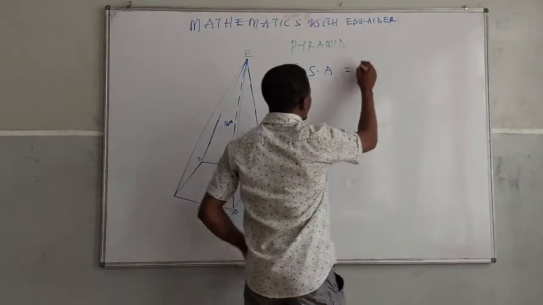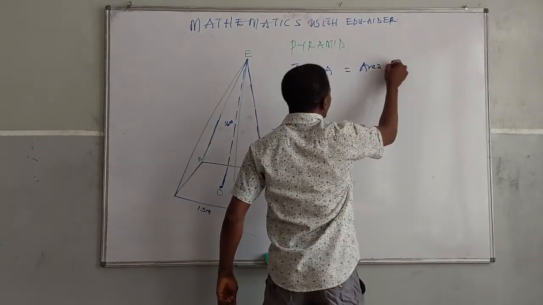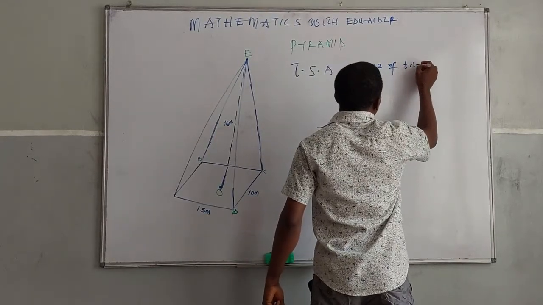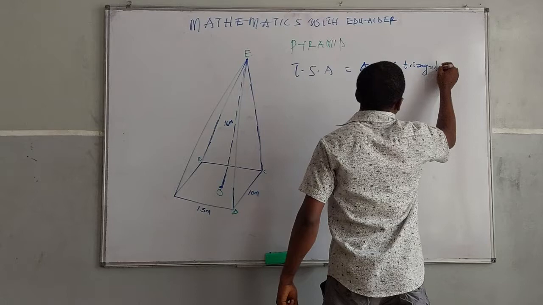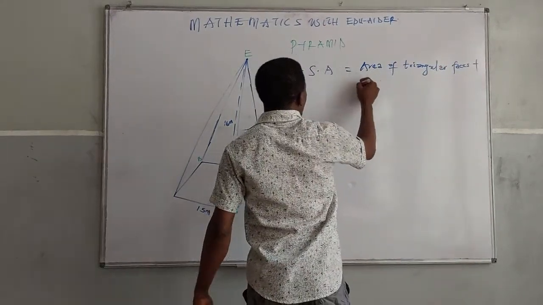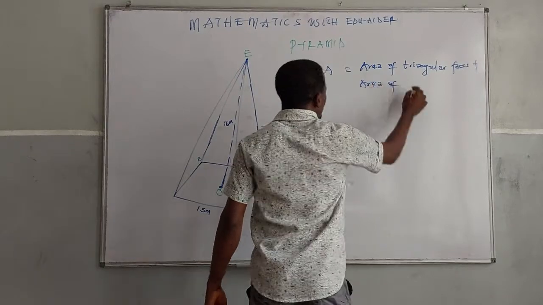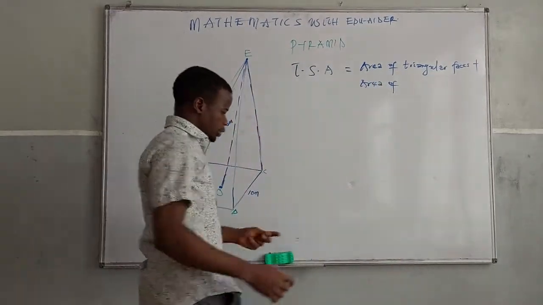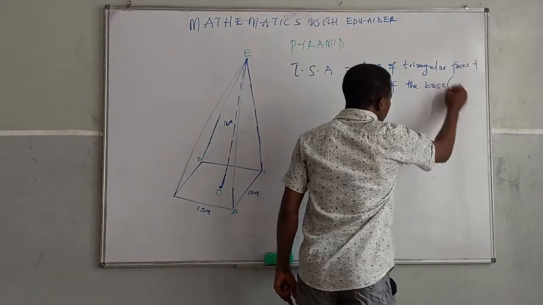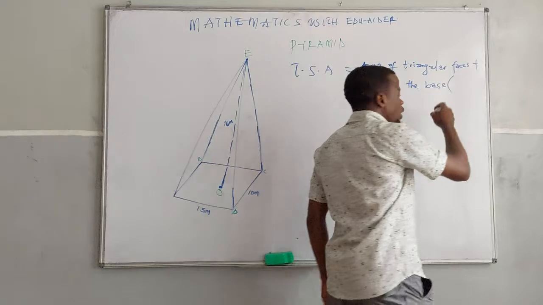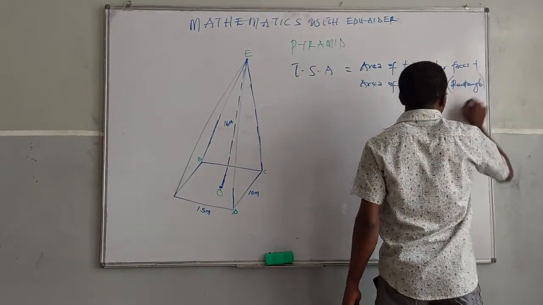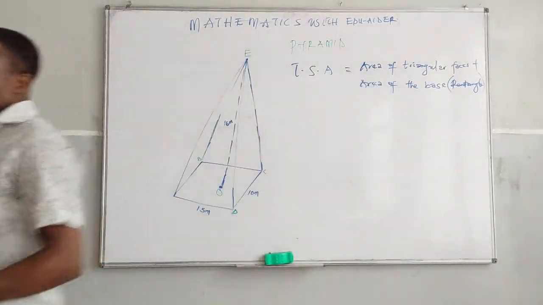It means I will add the area of triangular faces plus the area of what? Of the base. Area of the base. And at this point, the base is what? It's rectangular. So at this point, we have this. So this is how I'm going to calculate the surface area of this.